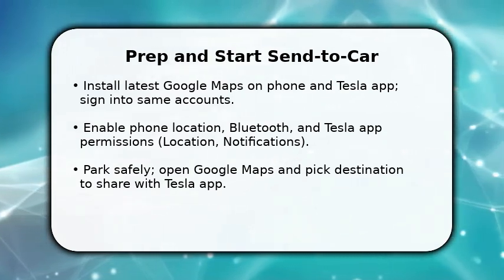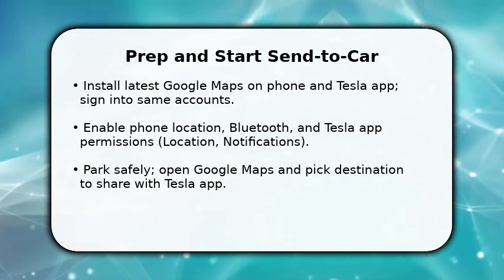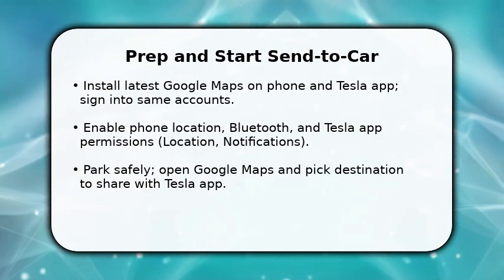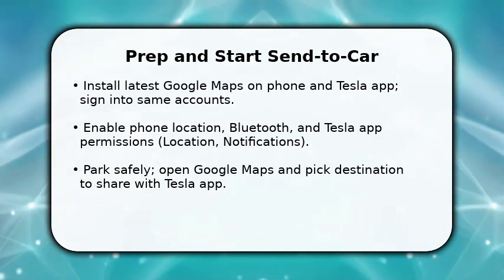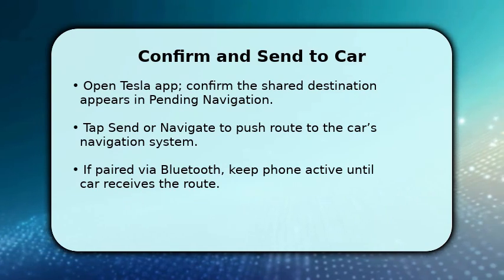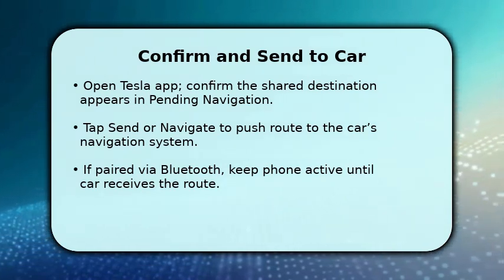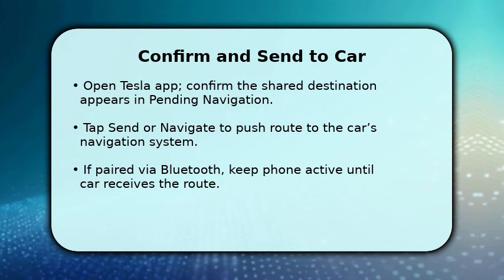You do this because Tesla lacks native Google Maps integration, so sending the route from your phone is the reliable bridge between Google's routing and the car's navigation system. Once the address is shared, open the Tesla app to confirm it landed in pending navigation. Tap Send or Navigate to push the route to your Model 3.